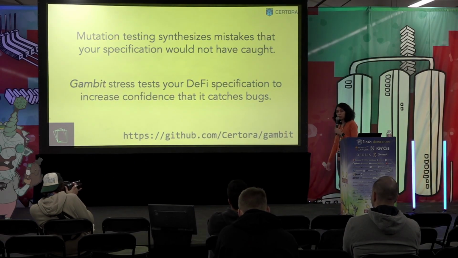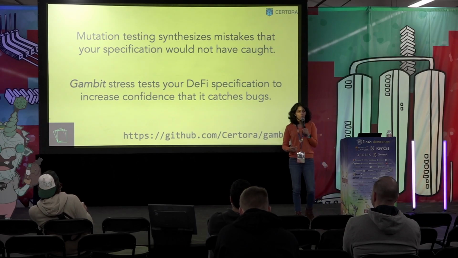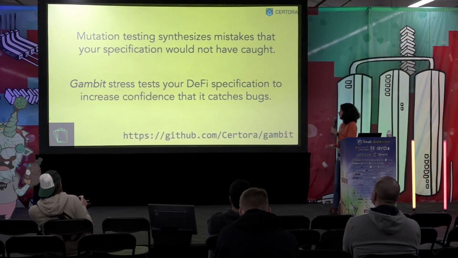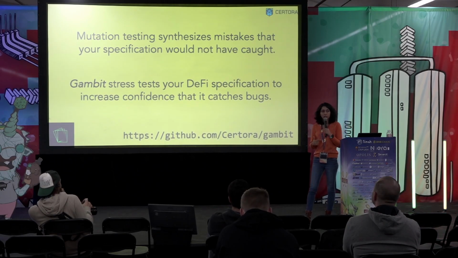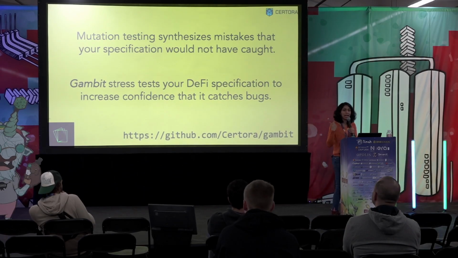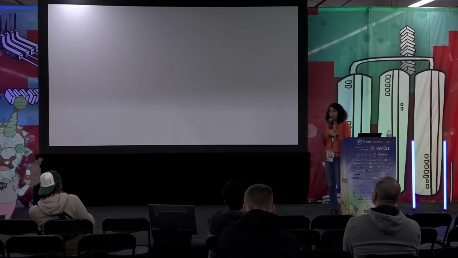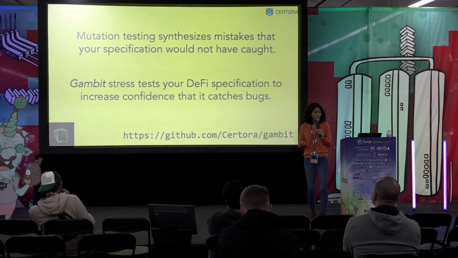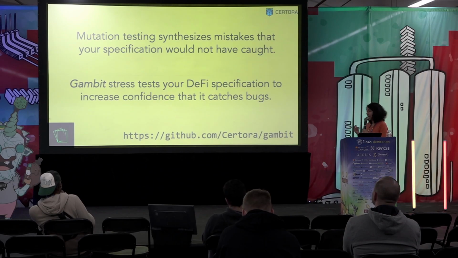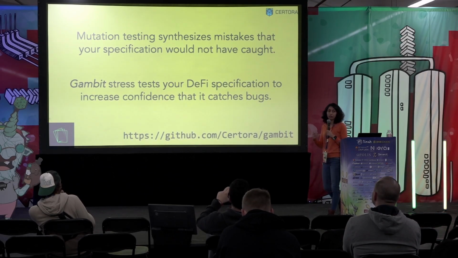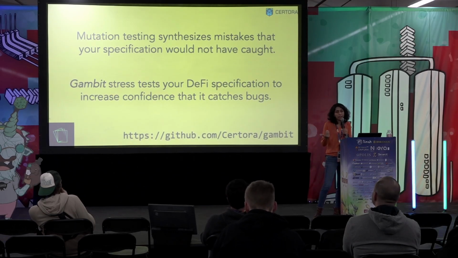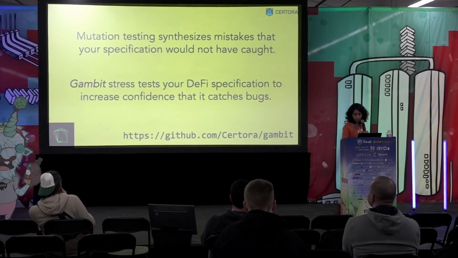So we have built this tool called Gambit, and Gambit is a mutation testing tool. So what is mutation testing? It's a way to automatically introduce bugs in your code so that you can check whether the specification catches those bugs. This is actually a pretty well-known technique in the software engineering community, and we have been using this for formal verification. What Gambit does is it stress tests your formal specifications to give you more confidence that it will actually, in fact, catch bugs in real life.